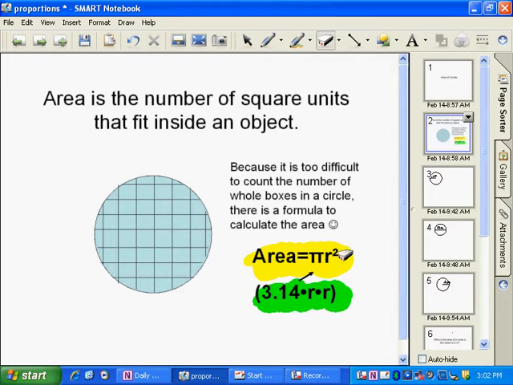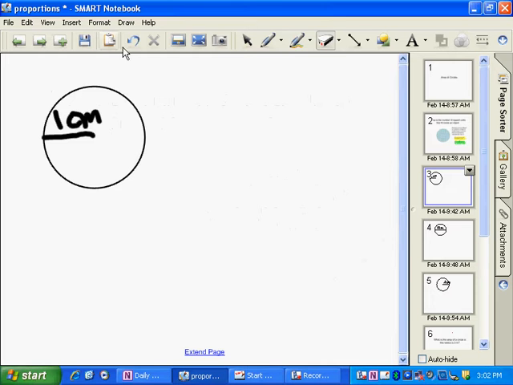Area is equal to pi r squared. Or if you want to break it down, it's pi, which we're going to use 3.14 for, times r times r. So it's pi r squared, and that will tell us the number of squares inside a circle. And r stands for the radius. Okay? So let's do some examples.